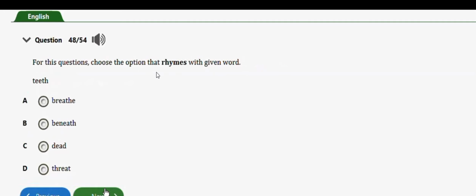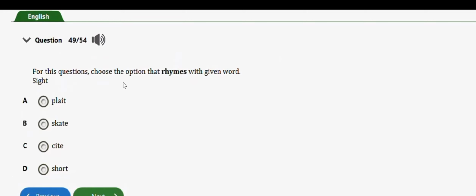It says the one that has rhyme with teeth. We have breath, beneath, dead, threat. So teeth has the same rhyme with beneath, option B, not option A. This is breath, this is beneath. So the right answer is option B, beneath. Next question is this one.